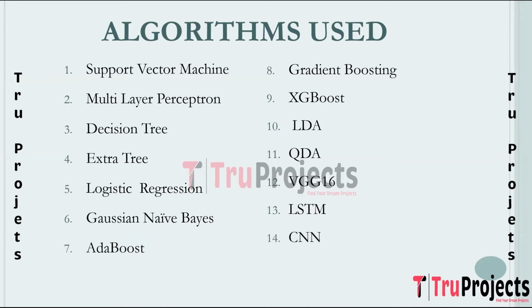The last algorithm is convolutional neural network, which is CNN. It is a deep neural network architecture commonly used for image processing tasks. It consists of convolutional layers, pooling layers, and fully connected layers, which extract hierarchical features from the input images. CNNs are adapted for the project to process spectrogram representations of the audio data, treating them as two-dimensional images.